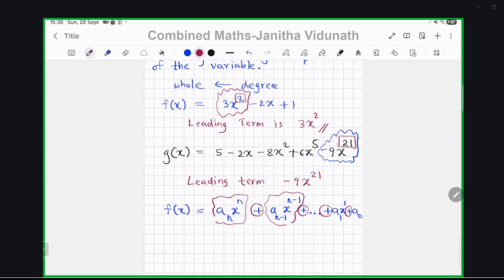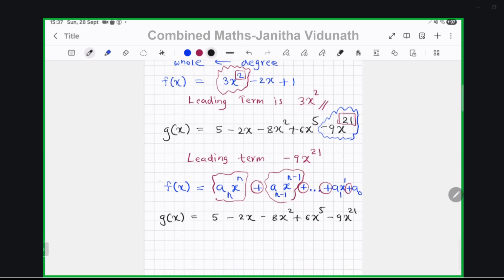Now in this example, g(x) is equal to 5 minus 2x minus 8x square plus 6x to the power 5 minus 9 times x to the power 21. According to our definition, we can rewrite this as 5 plus minus 2x plus minus 8x square plus 6x to the power 5 plus minus 9x to the power 21.